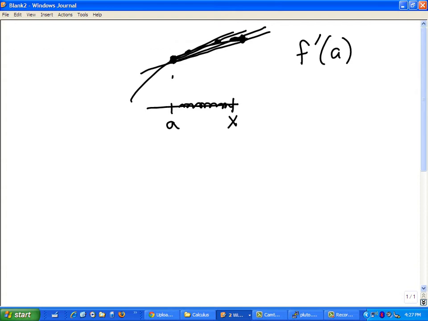Is there a limiting line? Is there a single line to which all of these other lines seem to approach? And the answer is, in most cases, yes. And those are the nice cases. Those are when we have an actual derivative. And you'll hear this expression a lot, that the derivative is also the slope of something called the tangent line. The tangent line is a very, very interesting concept.